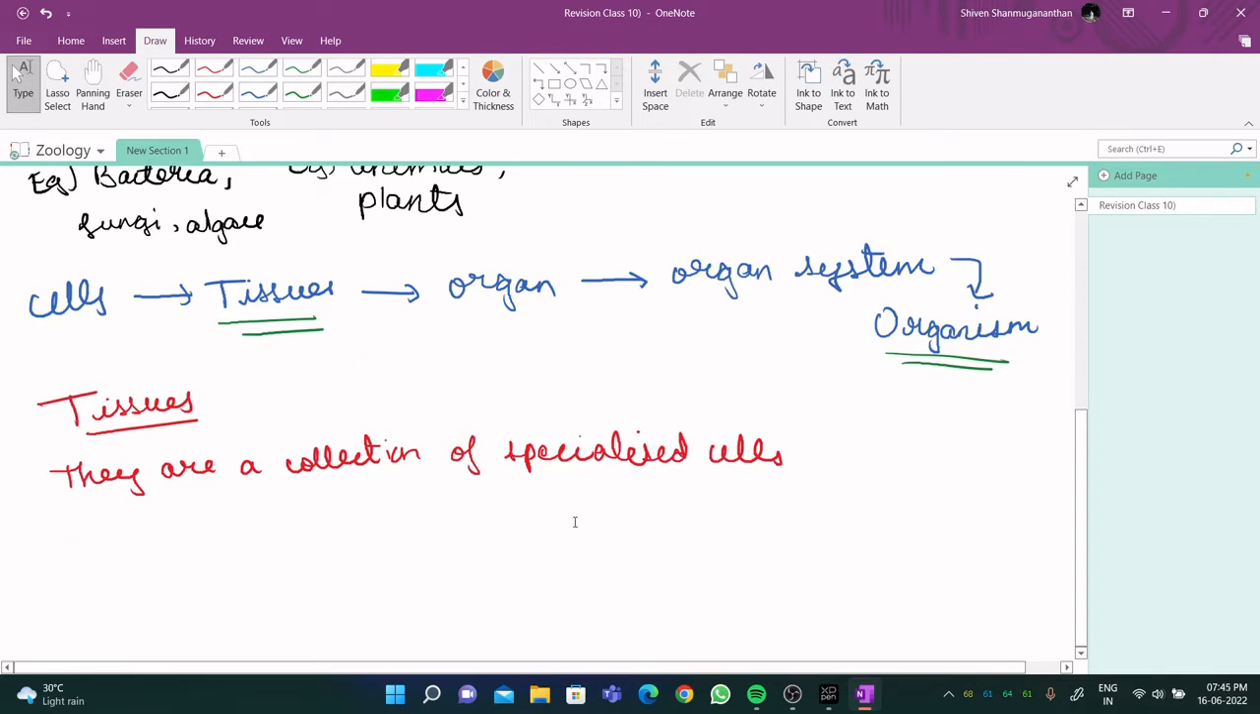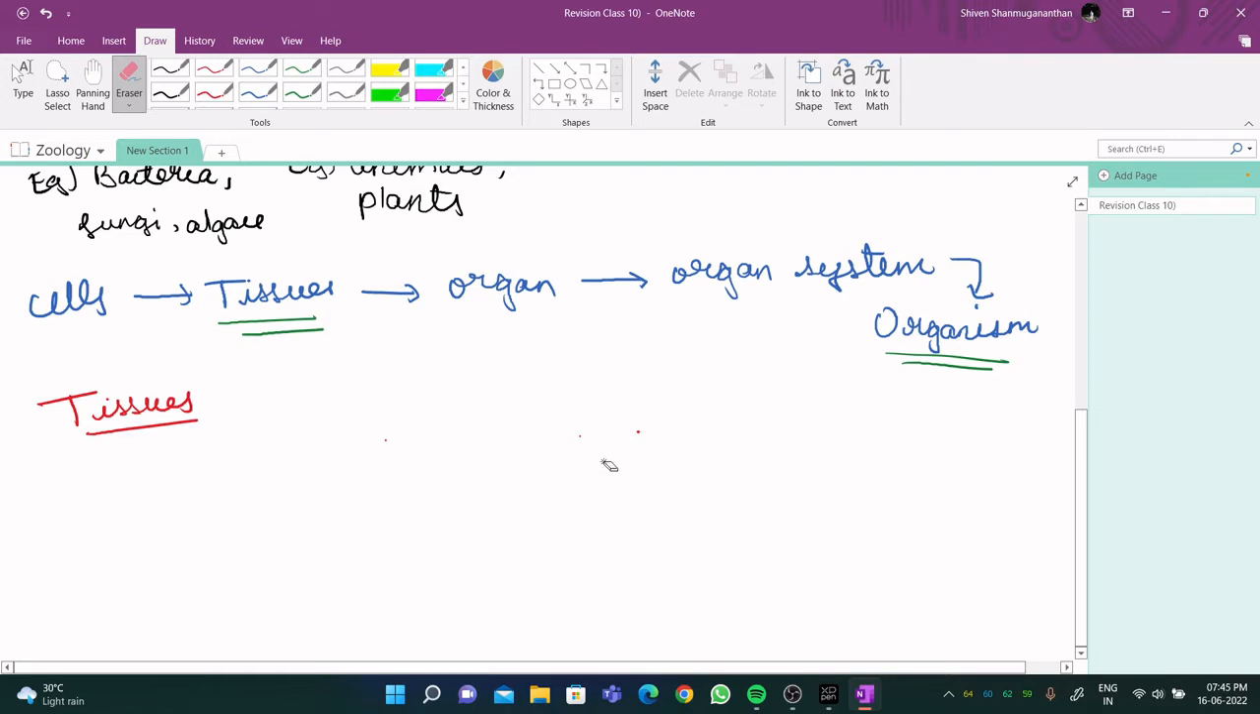Another, a more descriptive way of saying this is tissues are made up of a group of cells having common origin or function. So let's write that instead. Tissues are made up of a group of cells having common origin or function.